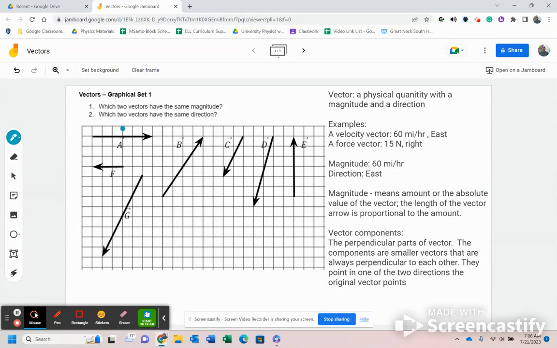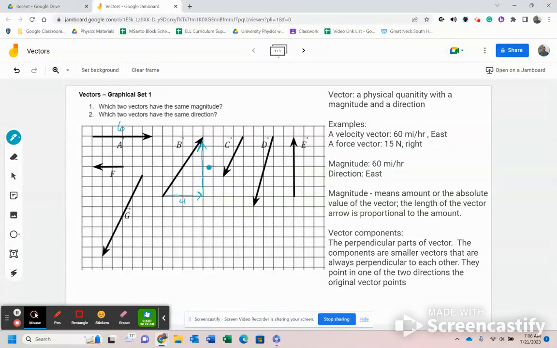So, for example, which two vectors have the same magnitude? If we look at vector A, it is 6 blocks to the right. Now, vector B goes to the right and up, so we're going to use components, or the perpendicular parts of vectors, to compare them, because we know the rules of right triangles. This will help us draw comparisons between magnitude and direction.